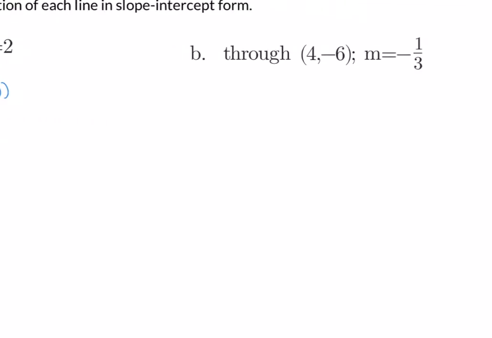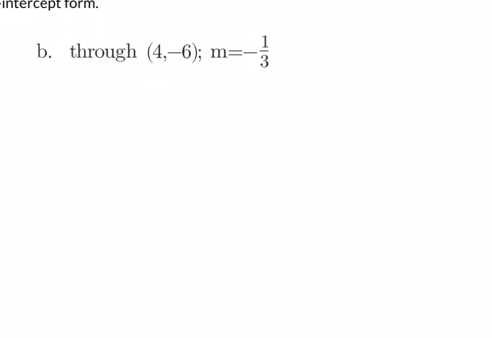Let's go ahead and step it up just a little bit. Let's look at one that contains a fraction. All right, so we have our x1 and our y1, and we have our slope. So if we go ahead and plug into our formula, we get y minus negative 6, I'm just going to write that as plus 6, equals negative 1/3 times x minus x1, or 4.